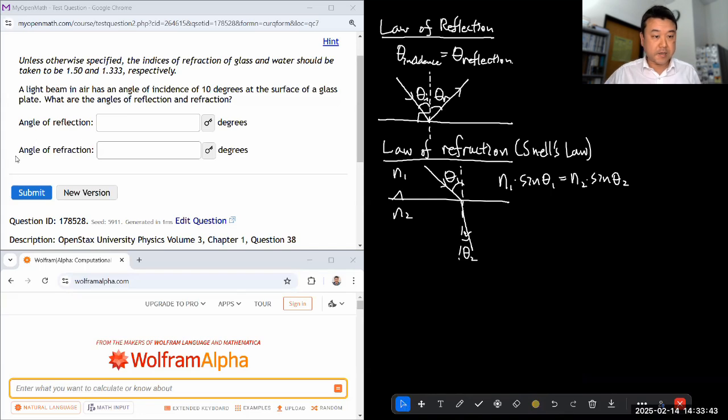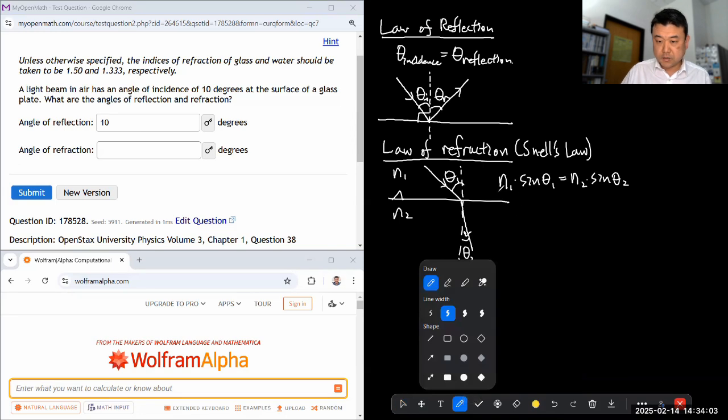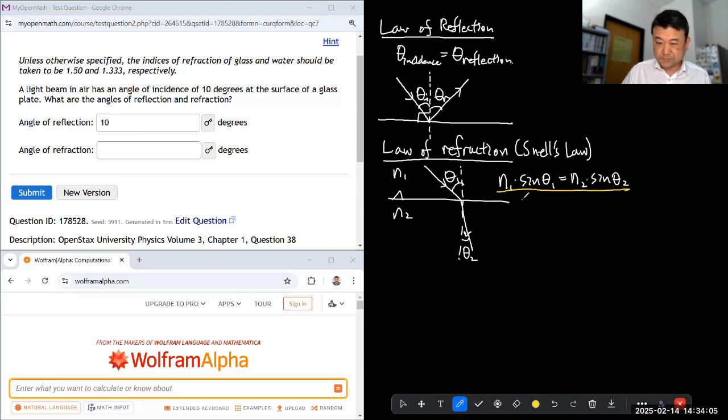The first question says, a light beam in air has an angle of incidence of 10 degrees at the surface of a glass plate. Oh, yeah, so the reflection will be 10 degrees. That's the simple, easy law of reflection. The angle of refraction: I need a form of this equation that's been solved for theta 2. In the interest of time, I'm going to do that algebra in my head. For theta 2, as long as it's an acute angle, what I'm going to write down is fine.